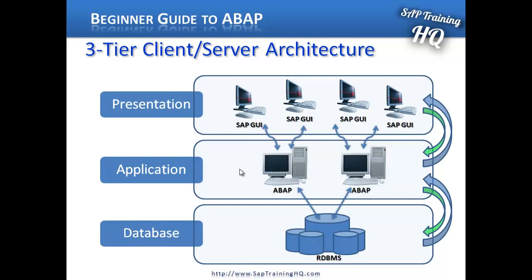Now the application server in turn communicates with the database layer of the three-tier architecture. The database is kept on a separate server, a separate system in itself, mainly for performance reasons, but also for security as well. It provides a separation, and that's why we've got these three different layers in this whole SAP system. The presentation server communicates with the application server.